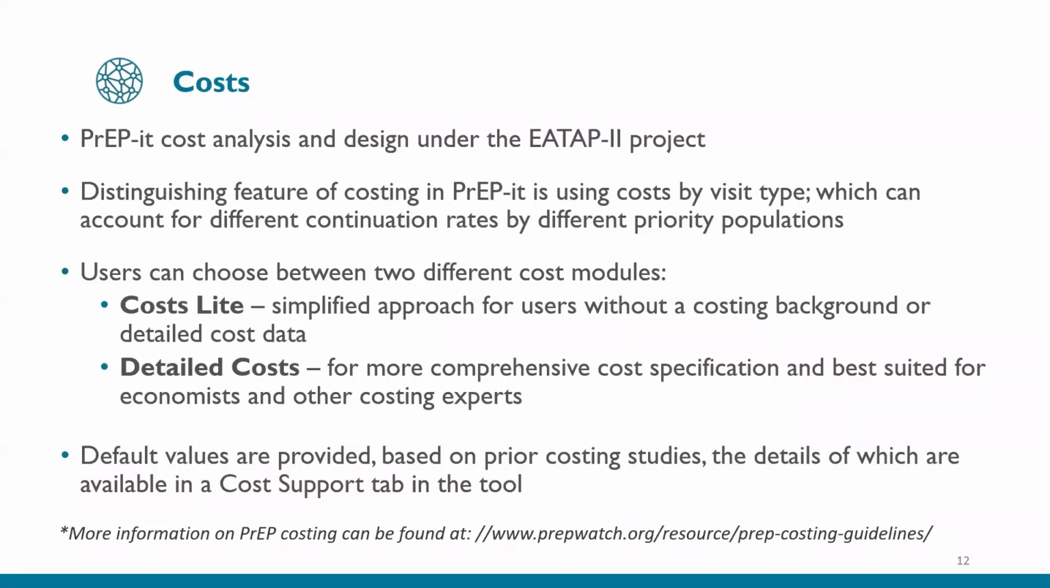So we have two different options for users to estimate their costs. For users that don't have a costing background or that don't have detailed cost data, there's a cost light, which is as simple as we were able to make it. And for people who want a very detailed view on costing, there's a detailed cost worksheet that can be used. We have done as much as possible to provide default values for costs based on prior costing studies. Ideally, you'll have your own cost data, but if you don't, you can refer to these other costing studies, and we've translated as much as possible into country-specific costs.